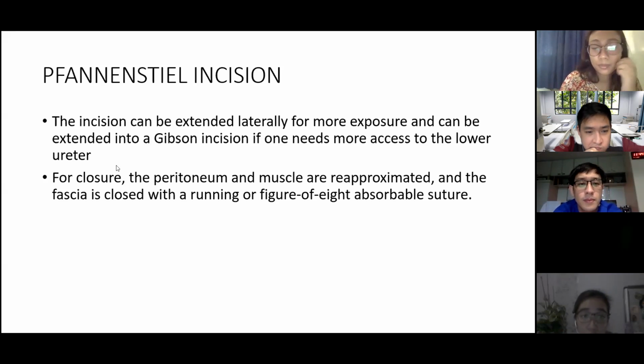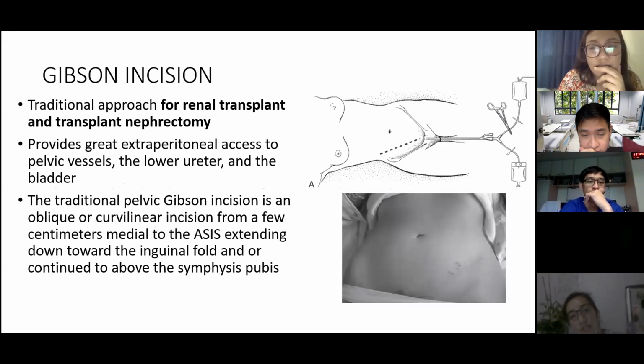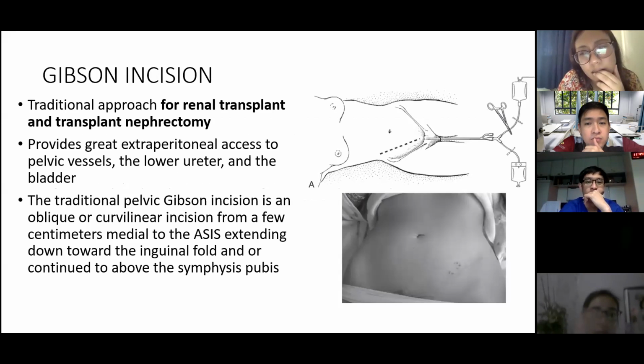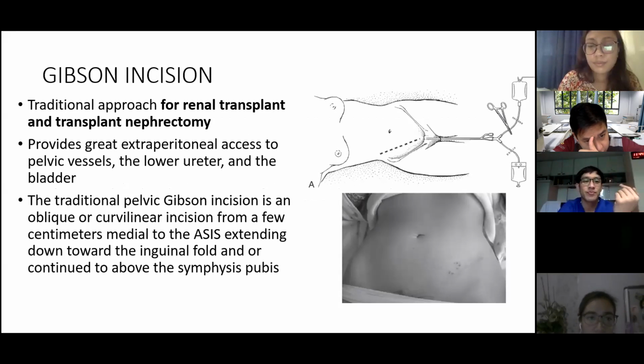And for the closure, the peritoneum and the muscle are approximated, and the fascia is closed with a running or figure of eight absorbable suture. So this is the Gibson incision. It is the traditional approach for renal transplant and transplant nephrectomy. It provides great extraperitoneal access to pelvic vessels, lower ureter, and bladder.